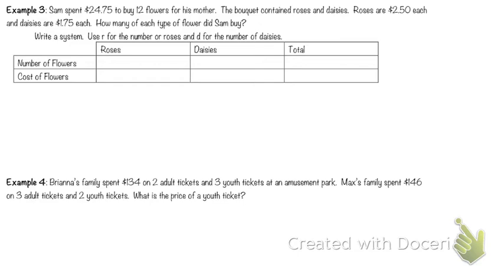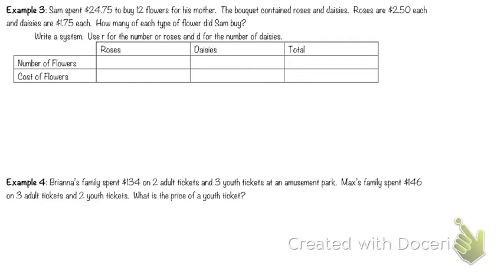Good. All right. This is going to be a slightly different one, which is why we're going to use a table here to help set it up. Sam spent $24.75 to buy 12 flowers for his mother. The bouquet contained roses and daisies. Roses are $2.50 each. Daisies are $1.75 each. How many of each flower did Sam buy?